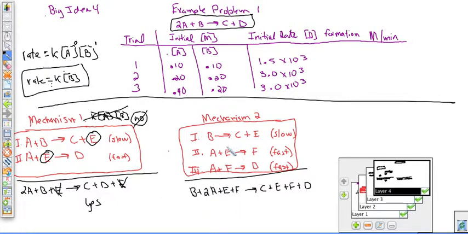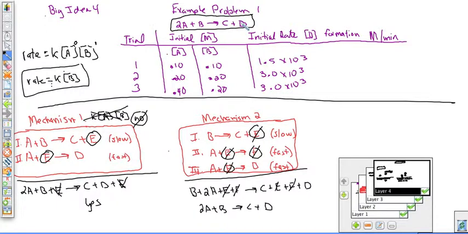All right, once again, I'm going to go ahead and get rid of all my intermediates. So I see two intermediates in here. I don't want this, I don't want that, I don't want that, and I don't want that. So that's going to eliminate that, that, that, and that. And sure enough, here we are. We are at 2A plus B goes to C plus D. So this mechanism does add up to our overall reaction, right?